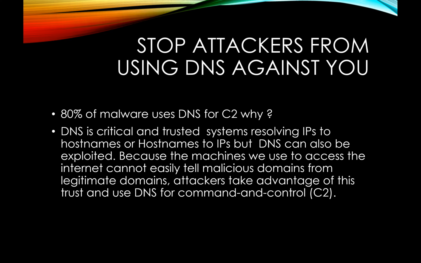Okay, statistically, 80% of malware uses DNS for C2. Why? Because DNS is critically trusted. DNS is a system that resolves IP addresses to hostnames and hostnames to IP addresses. But DNS can also be exploited. Because of this trust, malicious people use DNS against us.